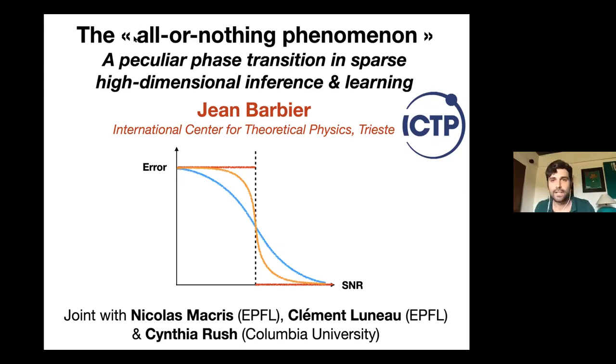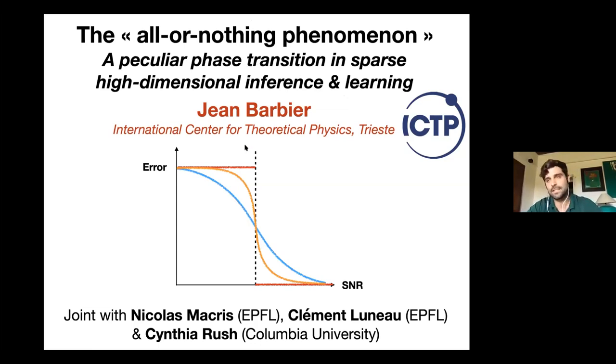So today I would like to discuss a recent work, which is a joint work together with my colleagues Nicolas Macri and Clément Luneau from EPFL in Lausanne, and Cynthia Roche, who is a mathematician at Columbia University in New York. So what I will discuss is a special type of phase transition that is happening in very sparse, high-dimensional inference and learning problems that has been coined the all-or-nothing phenomenon.